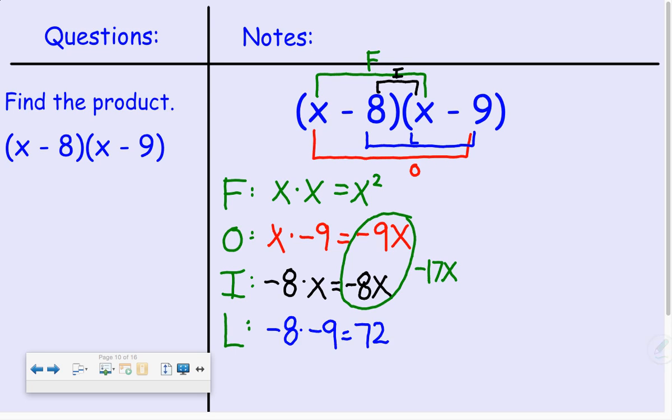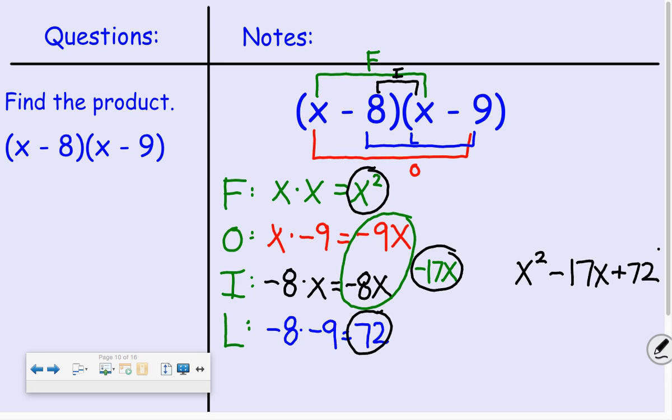You can always combine your O and I in FOIL. They are always going to end up being like terms. So my answer is x squared from right here minus 17x from right here plus 72 from right here. So x squared minus 17x plus 72.